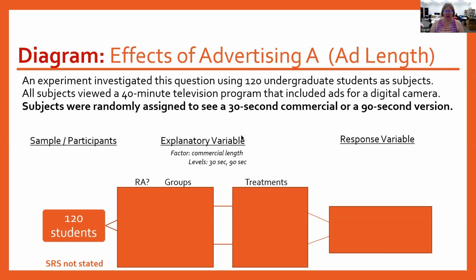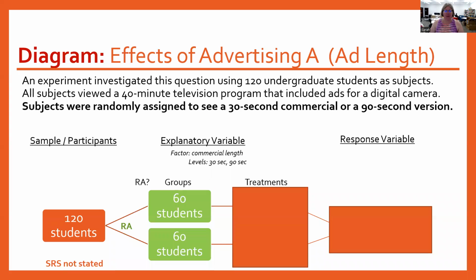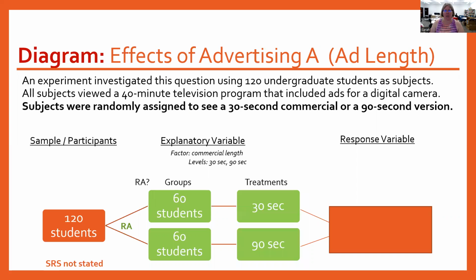Our explanatory variable, our factor, is going to be the ad length or the commercial length. And there were two levels for this, so either 30 seconds or 90 seconds. So that's going to give us two treatment groups. And so if I take 120 and divide it in two, I'll have two equal groups of 60. So I'm going to randomly assign into two groups of 60. And then one group is going to get a 30-second commercial, and the other group is going to get a 90-second commercial.